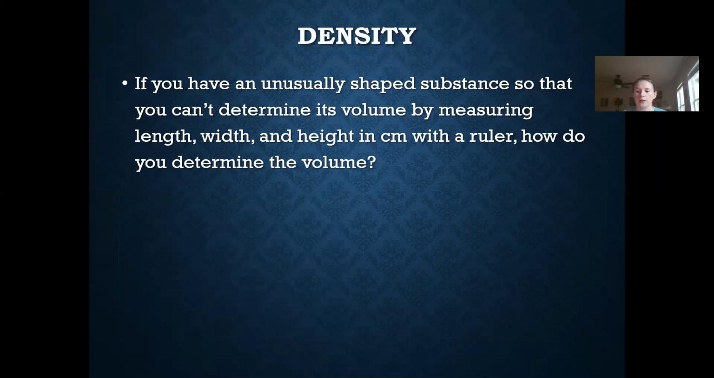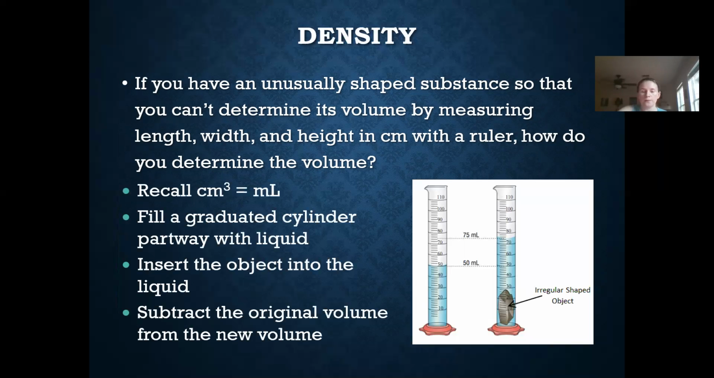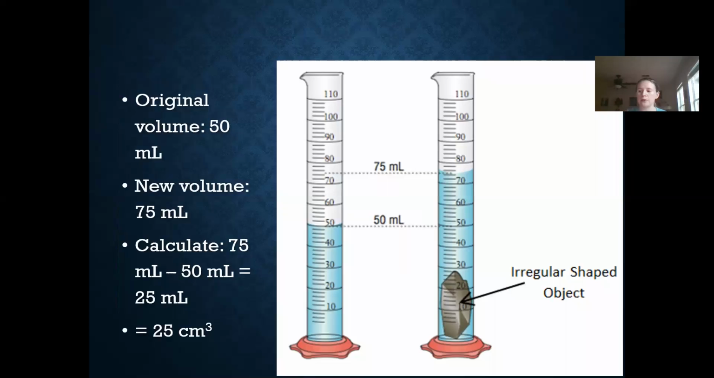So first, you fill a graduated cylinder partway with liquid such as water, and then you put your object into the liquid, and you subtract the original volume from the new volume. So let's take a closer look at this picture. In this case, we filled the graduated cylinder to 50 milliliters. Then we added our object, and the new measurement is 75 milliliters. So we subtract the original measurement of 50 milliliters from the new volume, which is 75 milliliters. 75 minus 50 gives us 25 milliliters, which is the same as 25 cubic centimeters.